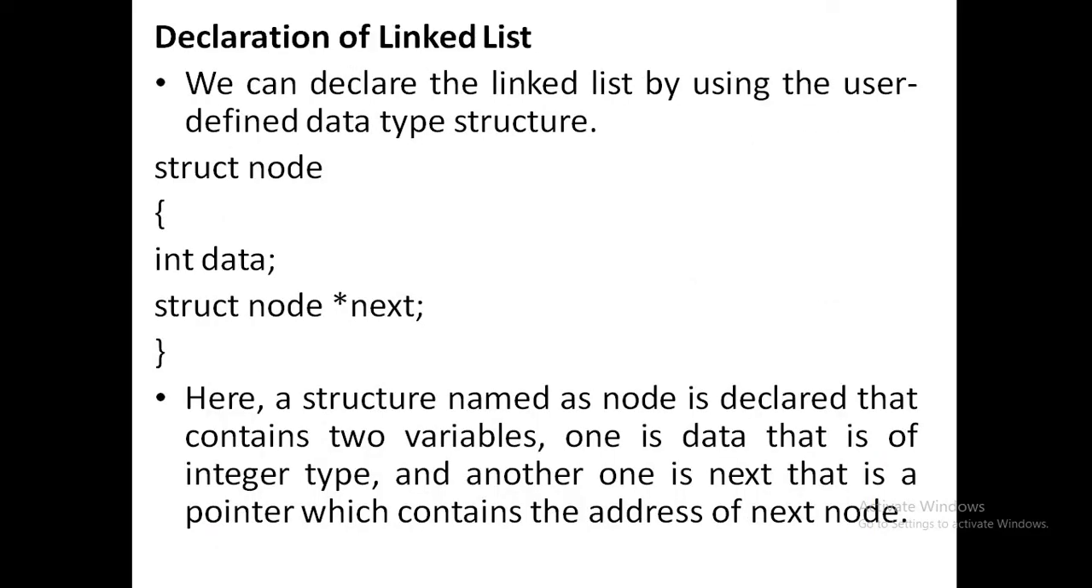Declaration of the linked list. We can declare the linked list by using the user defined data type structure. So here the struct keyword is used in order to declare a linked list. So here node is the linked list being declared, and it has two variables, a data which is nothing but an integer data type and a pointer which is of the struct node. So here the structure named node is declared that has two variables. One is the data that is of integer data type, and another one is next that is a pointer which contains the address of the next node it is pointing.